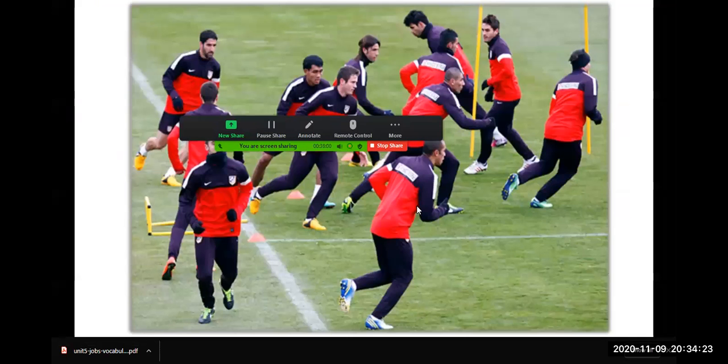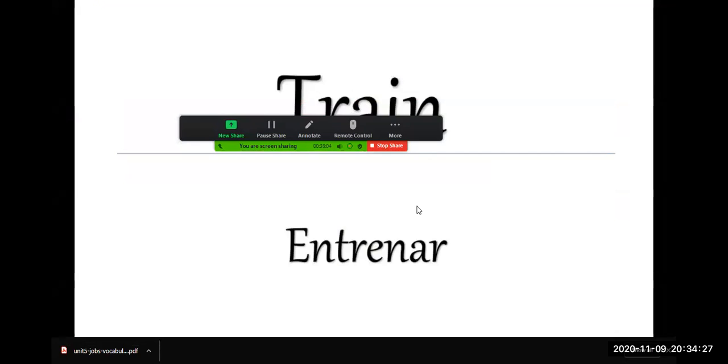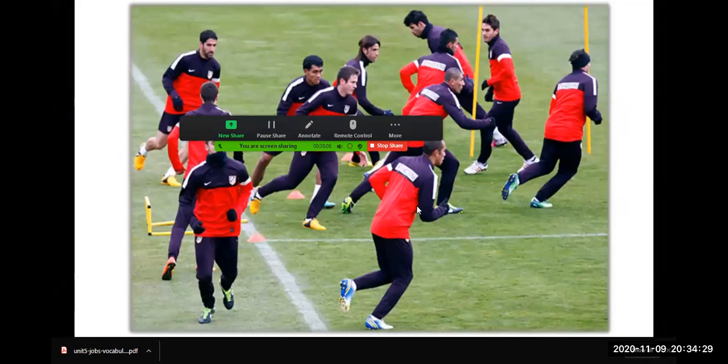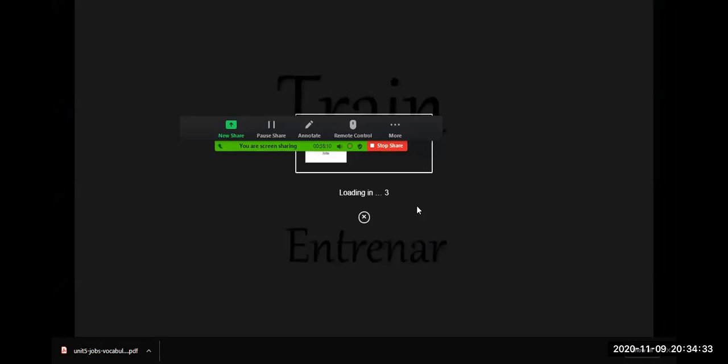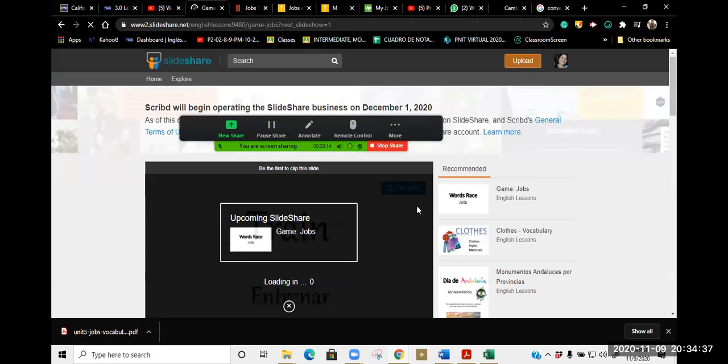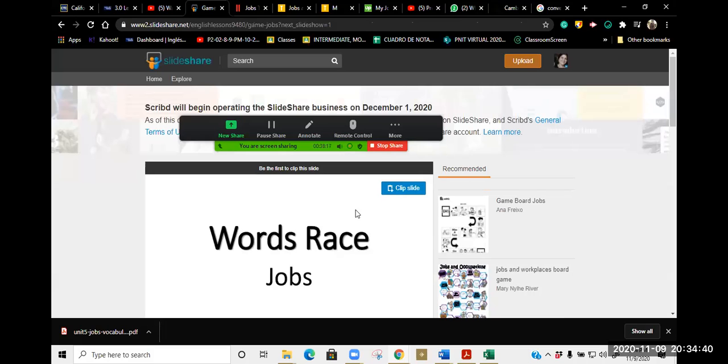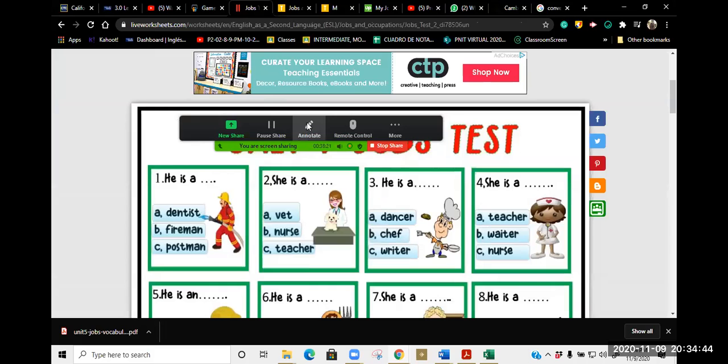Then our next one is. Jugadores. Soccer player. Okay. Train, trainer. Ese no aplica train para la imagen. It doesn't apply, but well. Okay. So, now we did this activity. Let's go with the next one.